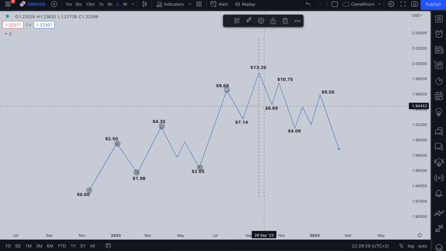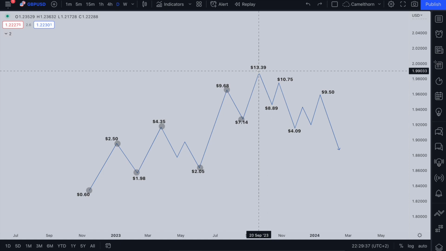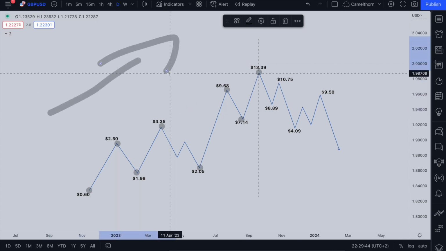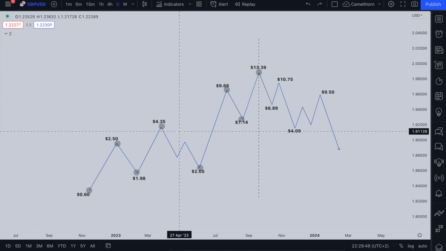And if we just complete it here, you'll see that we go from $2.05 up to $9.68. We come down to $7.14, until we eventually hit a peak at $13.39. So within this bullish price action, you can see our impulses pushing price higher.